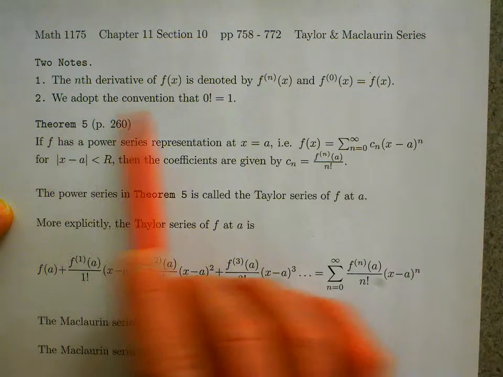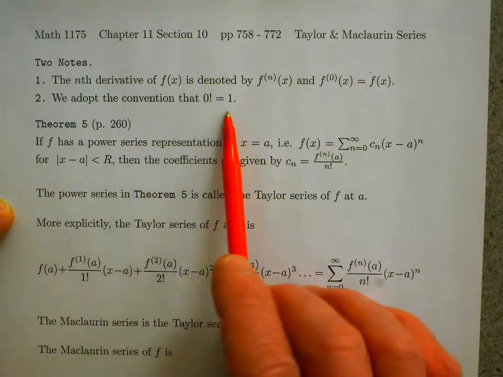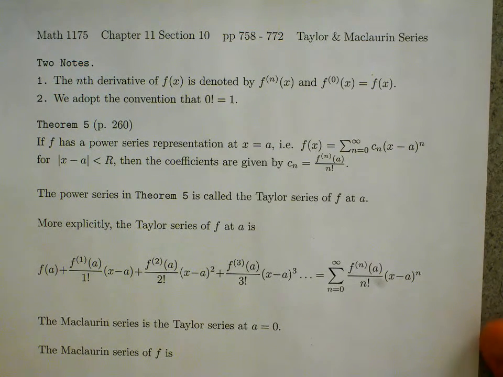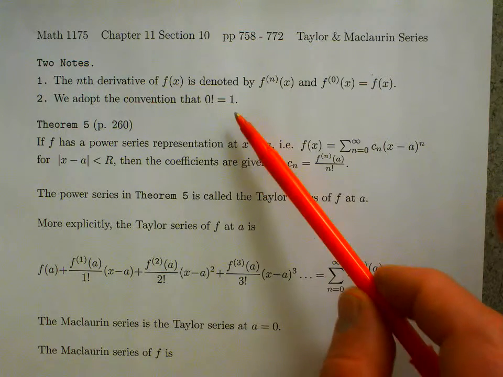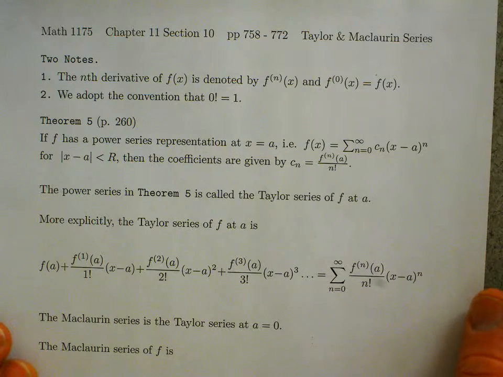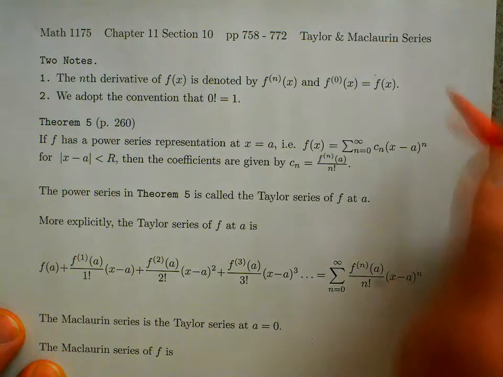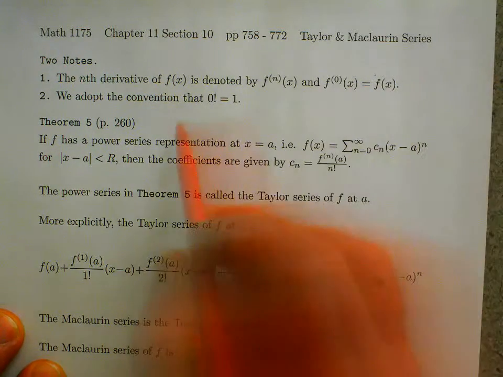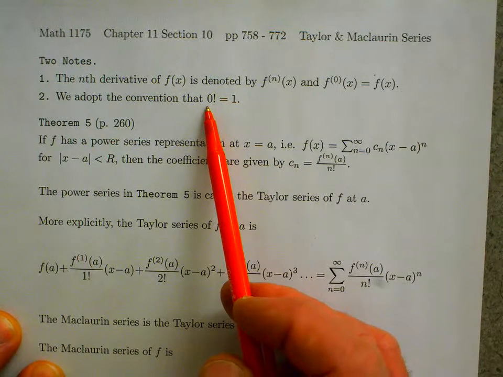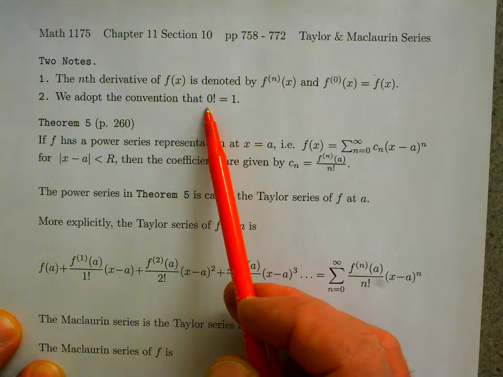We also adopt the convention that 0 factorial equals 1. And there's no harm in defining 0 factorial to be 1. It's evidently done for convenience. It just makes the formulas work more nicely if we say that 0 factorial equals 1.